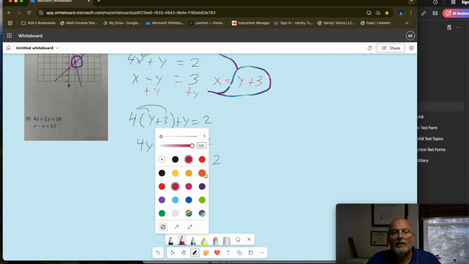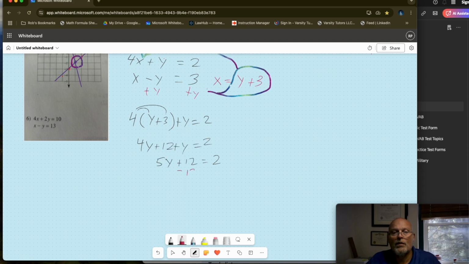And finally, I'm going to subtract 12 from both, or sorry, not finally. Next step, subtract 12 from both sides. So I end up with 5y equals 2 plus a negative 12, negative 10, y equals negative 2. So now I've got half of my answer. And now what I want to do is plug that back into the first equation and solve for x.